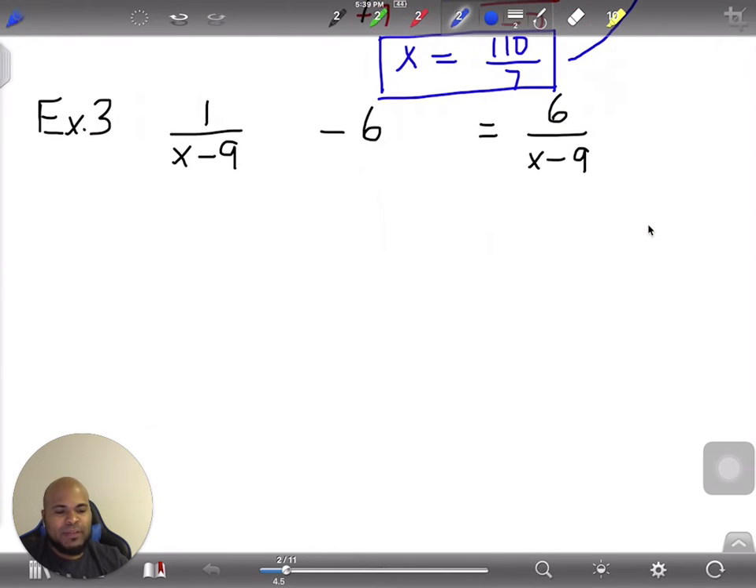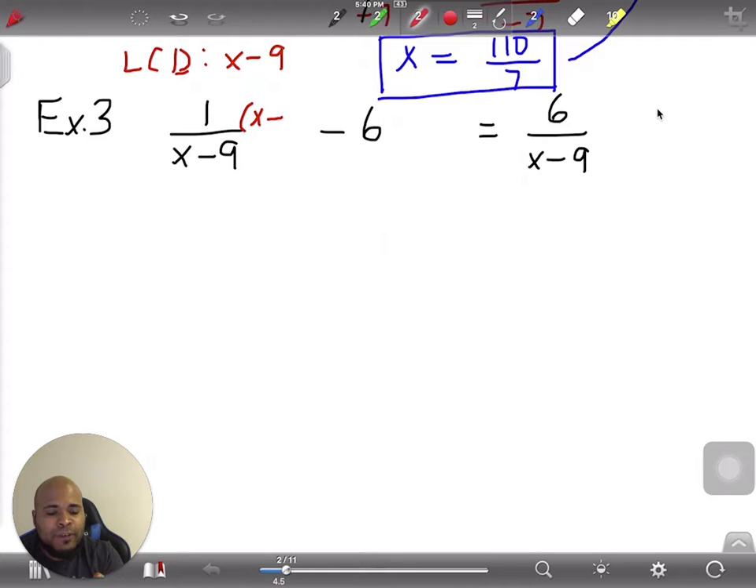Let's do example 3. Will example 3 give us an extraneous solution? What do you think? Well, let's do it. Let's see what happens. So, can you tell me what the LCD is just by looking at the problem? That'll be pretty cool. Well, for this problem, there's only one denominator, because there's two different fractions, but they both have the same denominator. So the least common denominator is x minus 9, which means I'm going to multiply every single one of these times x minus 9.